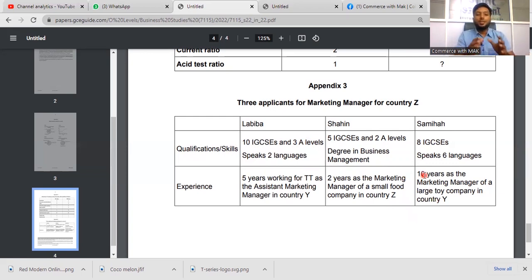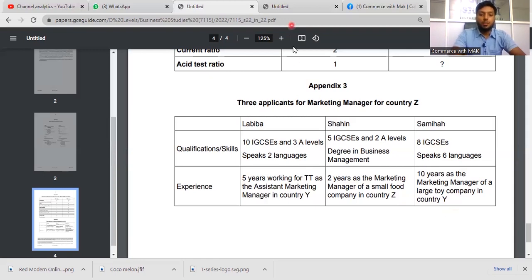So in this content or way of writing, you can either take Labiba, Shaheen, or Samiha. Listen to this very carefully. You can take any one of these people and explain, as long as you are good in justification. But I'm going to take Samiha because though she lacks knowledge about education, she has good experience. Based on experience, she would have learned the market already. So I'm going to take her as the final recommendation. So let's start writing an answer in a way which is favorable for you to score points in your exams.